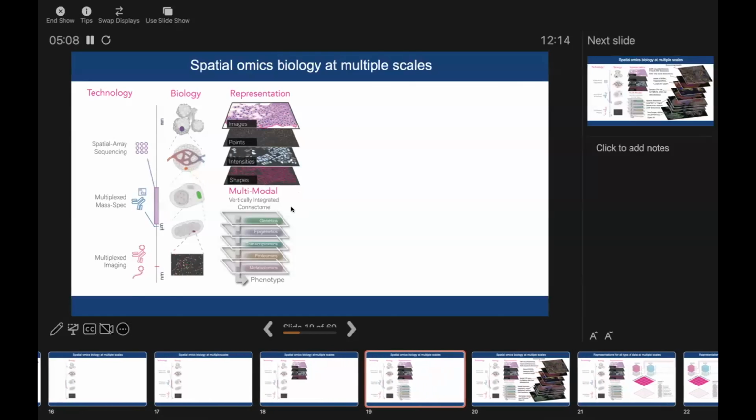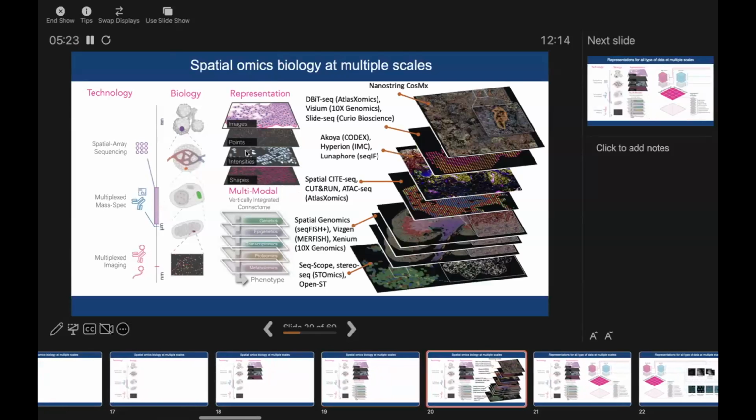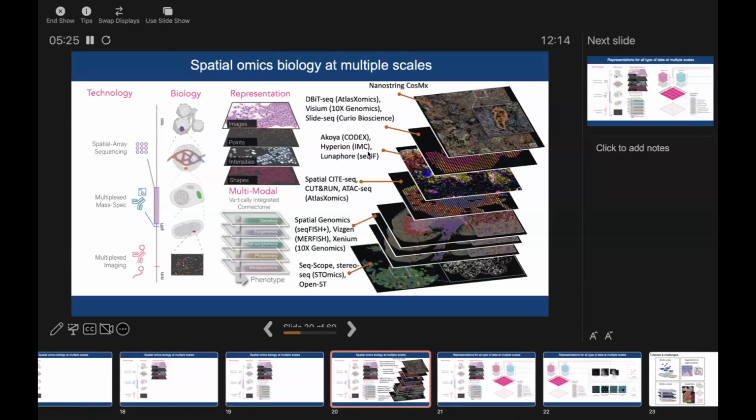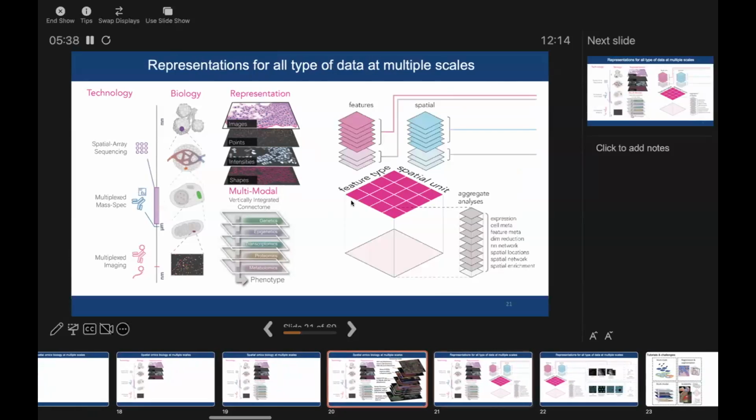And at some point, you would also like to integrate all of that information, going all the way from your genetics, epigenetics into a vertically integrated connectome that defines the phenotype of your cell or cells of interest. So if we can have that all together, we can literally profile any type of spatial technology that is available. And this is a subset of some of the data sets that we have profiled, but we can also think about combining them in a vertical manner in the future.